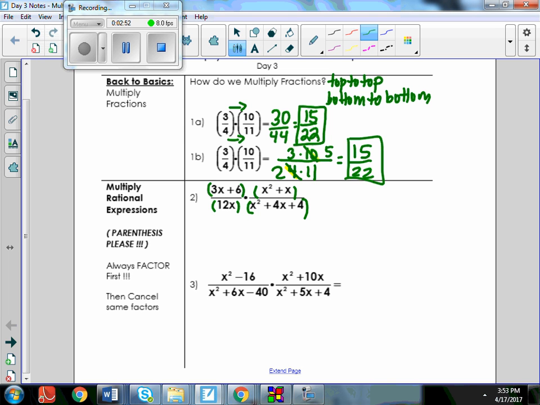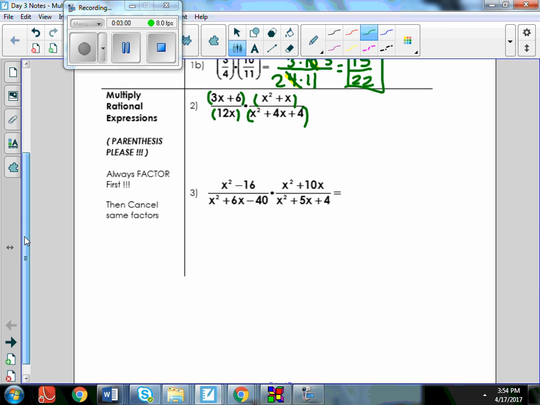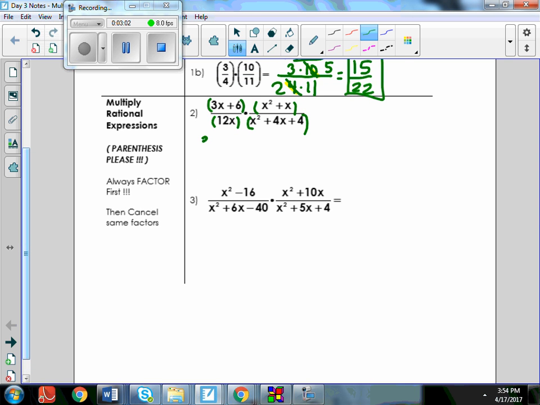So I have to look at the 4 things separately. So I have 2 more things than I did before. If you look at 3x plus 6, what's your greatest common factor? 3. So I would have 3 times x plus 2. The 12x I can't really do anything with. And then I have multiplied, but even if I just put these parentheses right next to each other, it means multiplied. So it's all going to be either on the top or on the bottom.